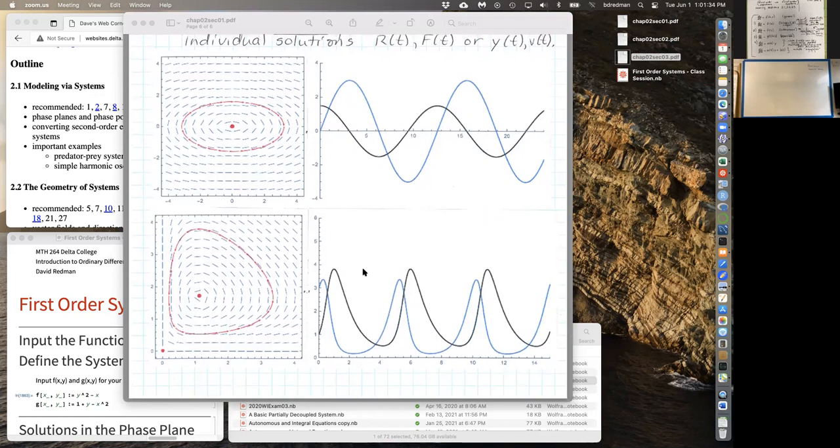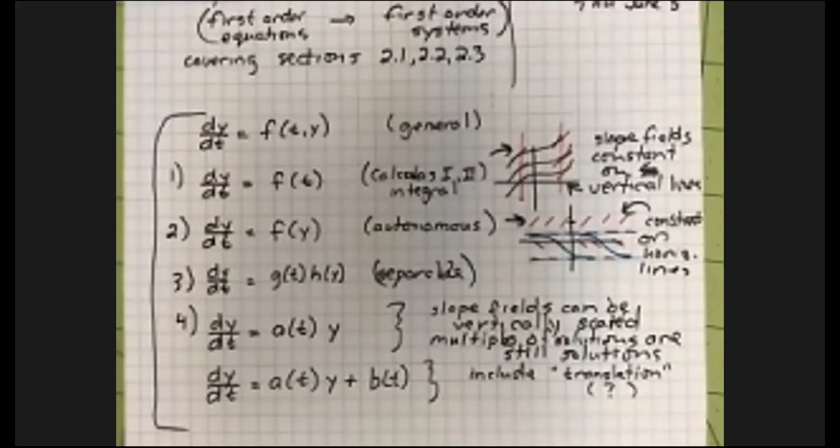Okay, that is section 2.1. And I want to say more about these two pictures on the screen in front of you, but first we're going to take a break. And I'm going to say what the purpose of section 2.1 was: to introduce systems, introduce terminology, phase plane, phase portrait, and get you ready to think about this new medium called direction field, where chapter 1 was focused on slope field.